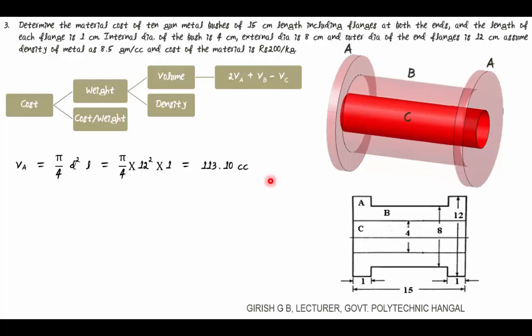The second step, we are going to determine the volume VB. VB is equal to pi by 4 d square L, which is again a cylinder. This is a solid cylinder formula. Here we are neglecting the hole inside in both these formulas. That will be equal to pi by 4 into external diameter 8 centimeter into its length 13 centimeter, since total length is 15 minus 1, it will be 13 centimeter.